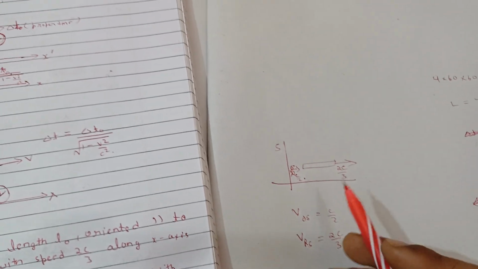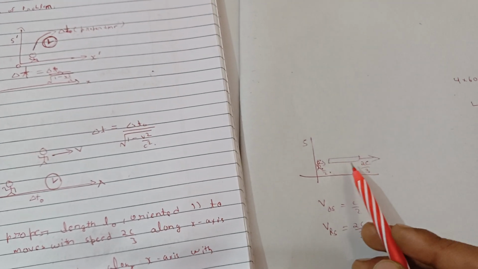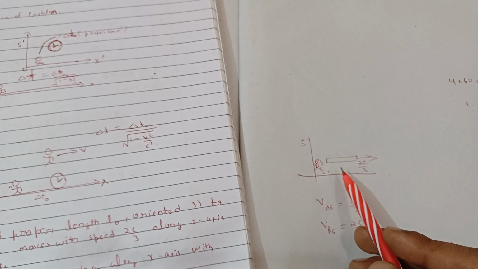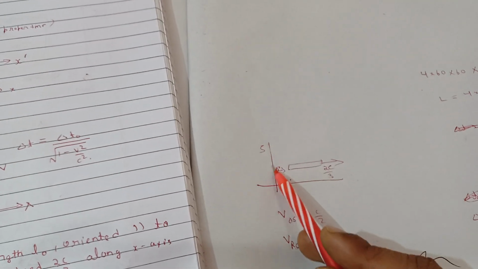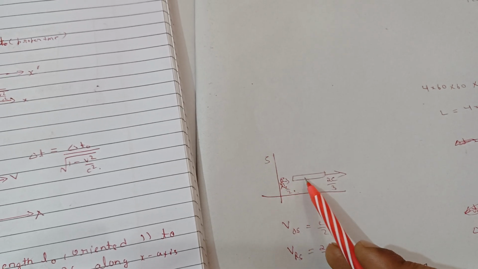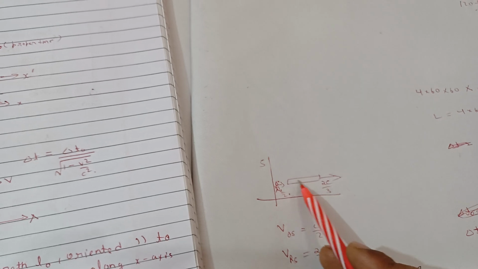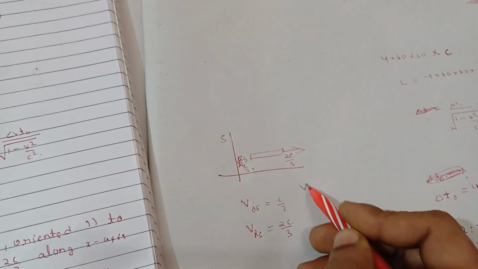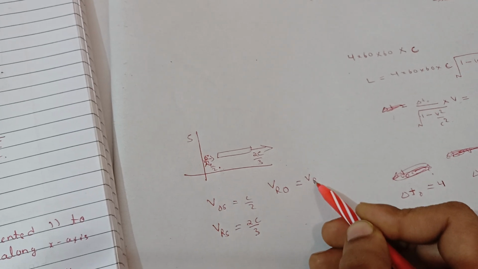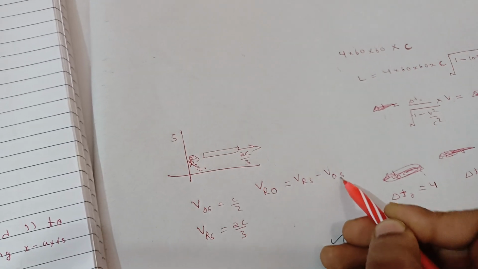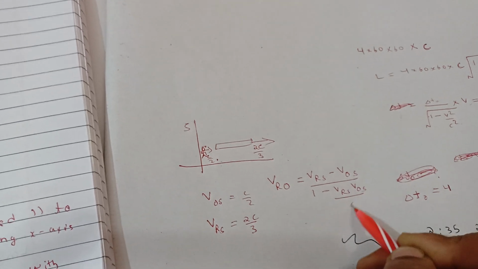Now what we need to calculate is the length contraction. It is asked what will be the length observed by this observer. So we have to make him at rest and the rod moving, so we will find the speed of the rod with respect to the observer, V_RO. You know how we can find this? V_RS minus V_OS divided by 1 minus V_RS V_OS divided by c square.